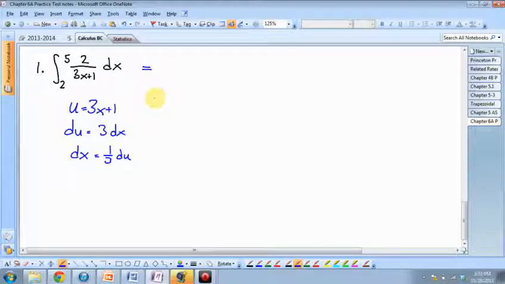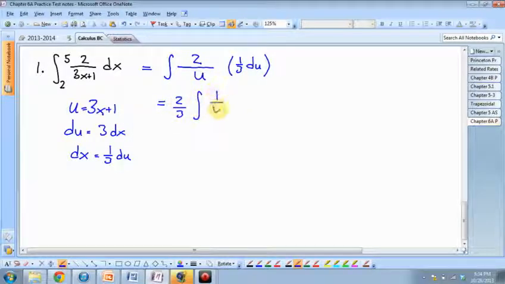So from here, you're going to go ahead and just make it the antiderivative. We'll get to the constants in a minute. See, that 2 is still there. This denominator 3x plus 1 is going to get turned into a u. And that dx is going to get turned into a 1/3 du. So when you take out all of those constants, you'll get a 2/3 antiderivative of 1 over u du, which of course we know is a natural log of the absolute value of u.